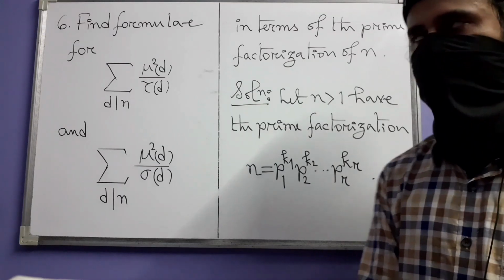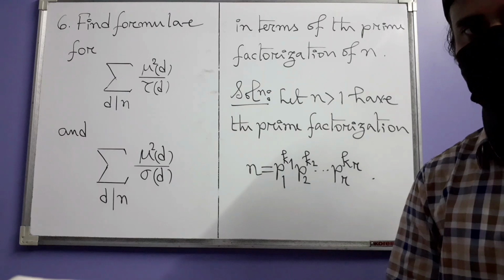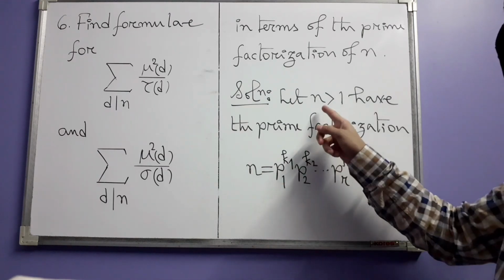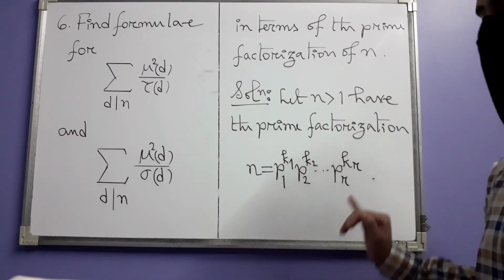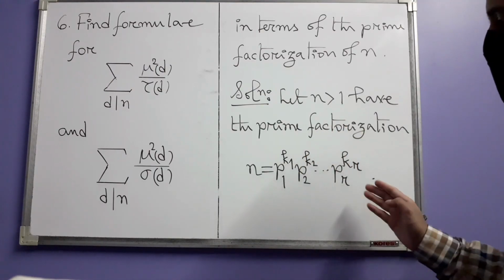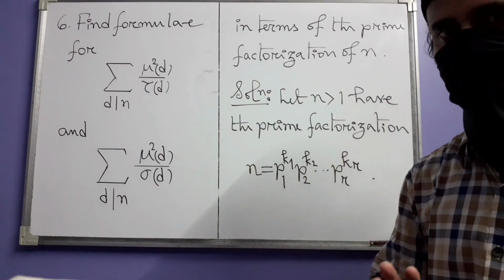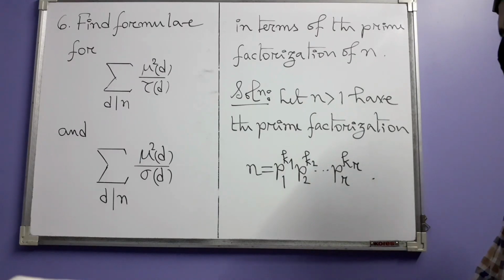Because we have to find formulae for these sums in terms of prime factorization of n, so naturally the solution starts with prime factorization. Let n be a positive integer greater than 1 having this prime factorization. Ideally you should write where these are distinct primes and where the exponents are positive integers, but I am not writing those things. So let us now see what happens.